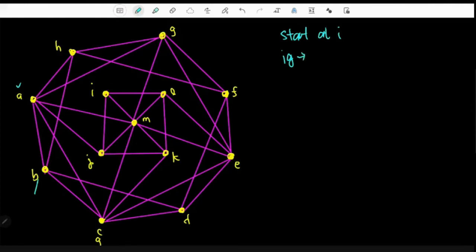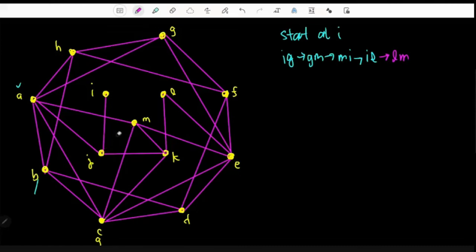And then, since it's arbitrary, you can choose any edge, just not the bridge. Okay, so I can go GM. From M, I can go back to I. And then from I, let's choose L. From L, let's choose M. From M, let's choose J.